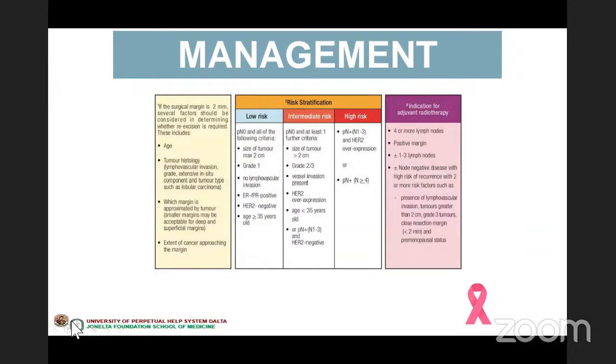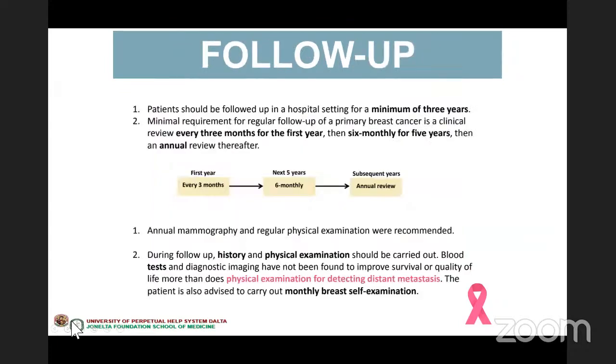These are just your algorithms for your breast cancer. And of course, follow up: every 3 months for the first year, then every 6 months for 5 years, then annual thereafter. And of course, that is to look for recurrence.